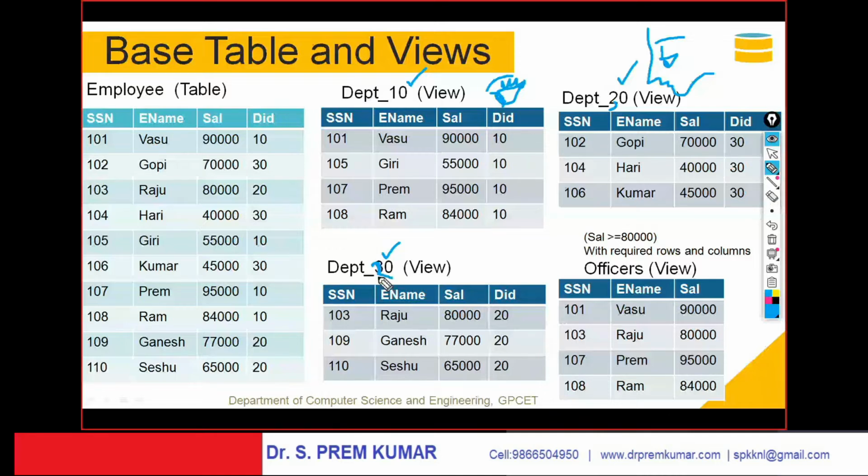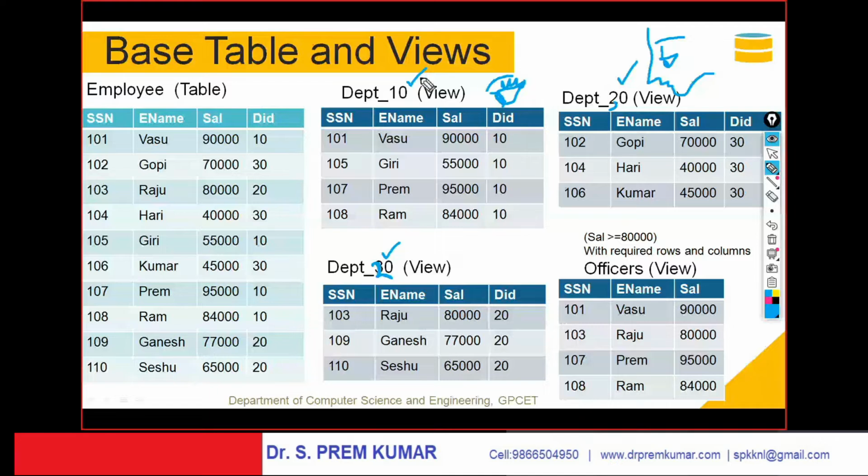A 10th department employee, if he sees the department 10 view, can see only the 10th department. The rest of the employees are kept hidden. He can't see the rest of the employees. So he will be in a false notion, a pseudo notion, that only 10th department employees are available in the computer, because he is visualizing the view of the 10th department.